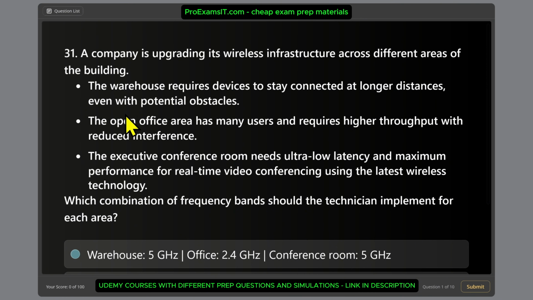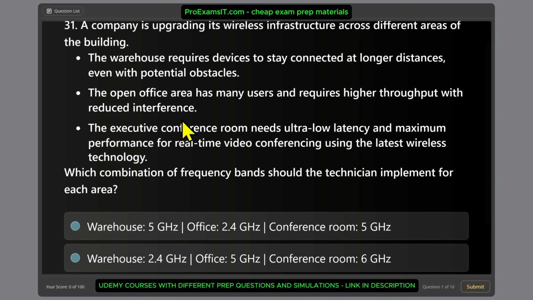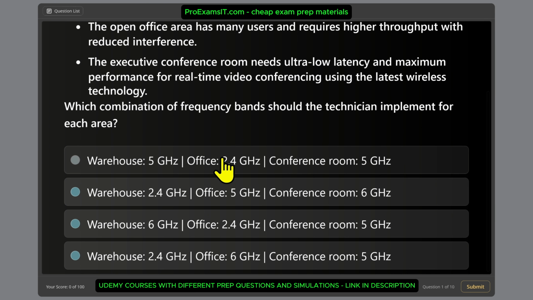Question 31. A company is upgrading its wireless infrastructure across different areas of the building. The warehouse requires devices to stay connected at longer distances, even with potential obstacles. Now we have an open office. The open office area has many users and requires higher throughput with reduced interference. And now the executive conference room needs ultra low latency and maximum performance for real-time video conferencing using the latest wireless technology. So which combination of frequency bands should the technician implement for which area?